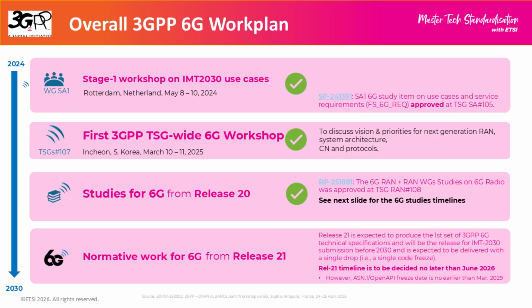3GPP are starting working on 6G. They held a workshop for release 20 a while back. The requirements for 6G have now been written and the studies are underway. Exact timing may change, but the specifications should all be completed for early deployment by 2030.